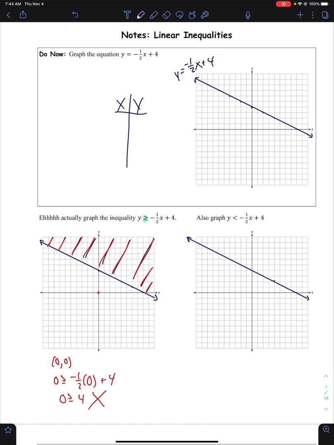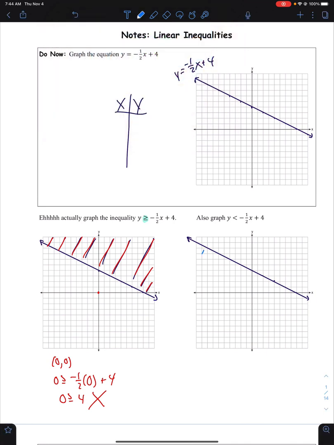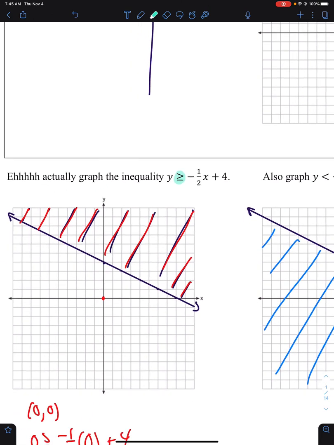And then you might have guessed it. It's less than. So if it's less than, we want to shade down. So I shade underneath the line, below the line. But there's one major difference. In the previous example, our symbol was greater than or equal to. So it could equal what's on the line. So our line is a solid line.